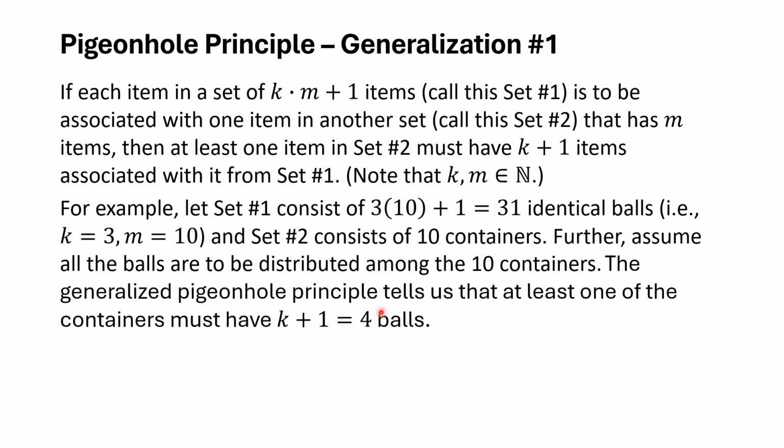Things could happen even sooner. We could have 5 balls in one of the containers if we're just throwing them in there randomly, and that would already satisfy the condition of this generalized principle. Okay, so it's a little bit confusing. Sometimes the general statement can throw you off, and it's easier to look at some examples and then say, okay, now I see it. They all fit this general pattern here in this generalization number 1.